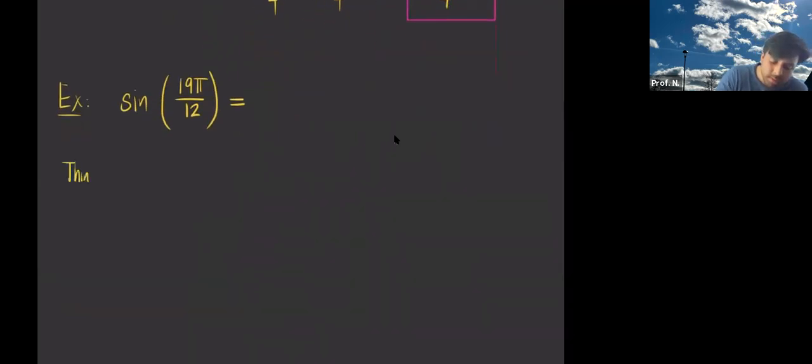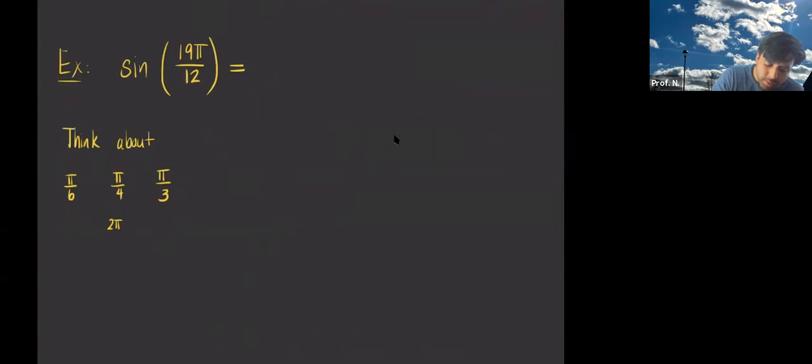So think about pi over 6, pi over 4, pi over 3. We got to think about those. And then we have to think about the multiples. 2 pi over 4, which is equal to pi over 2. 2 pi over 6, which equals pi over 3. 3 pi over 6, which is pi over 2. 4 pi over 6, which is 2 pi over 3. 5 pi over 6, so on and so forth, right?